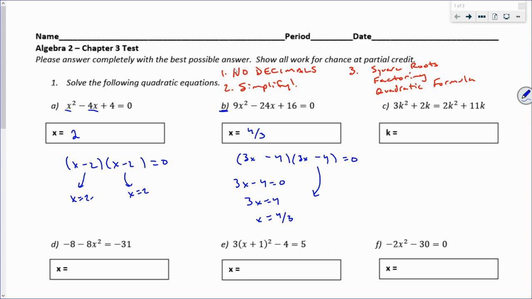Now this next one, C, obviously I can't use square roots. There's more than one k term, but before I make any decision on what I'm going to do, I'm going to get it equal to 0, which involves subtracting 2k squared over, which involves subtracting 11k over, and then I get k squared minus 9k equals 0. Now from there, that's right in my wheelhouse of factoring. Right? This implies that k equals 0. This implies k equals 9. So 0 and 9.